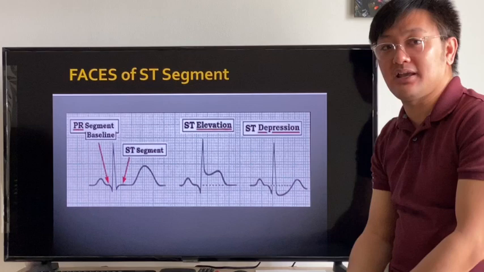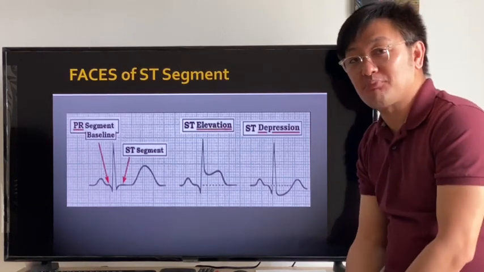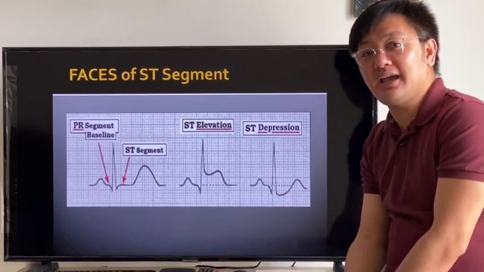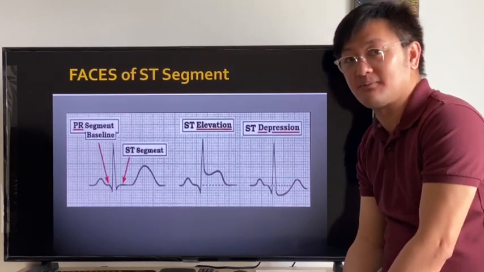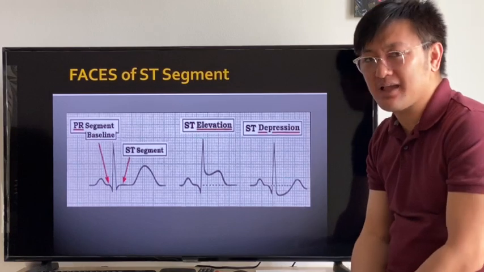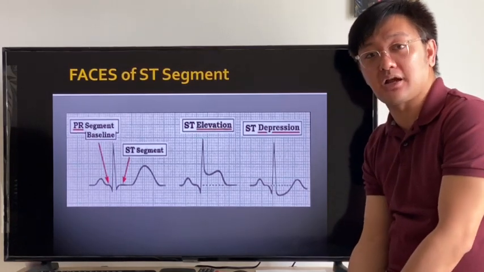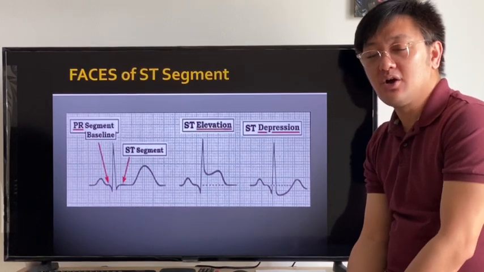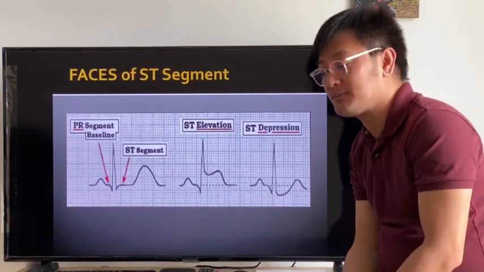Elevated ST segment is common to patients with acute myocardial infarction, just like your STEMI, ST elevated myocardial infarction, okay? A depressed ST segment can also be seen in patients with electrolyte imbalances, especially if the electrolyte affected is your potassium, okay?